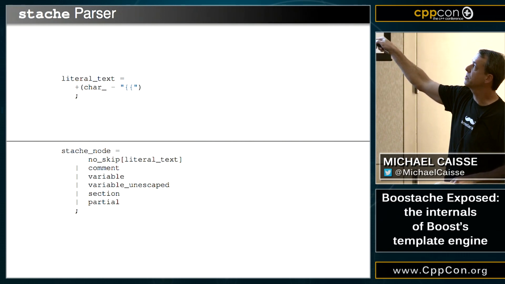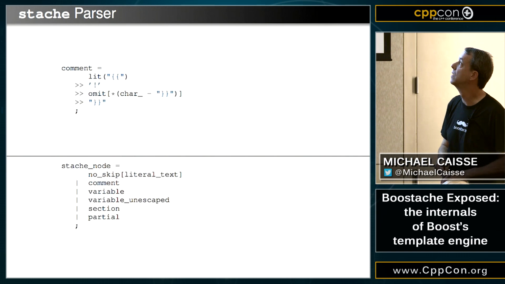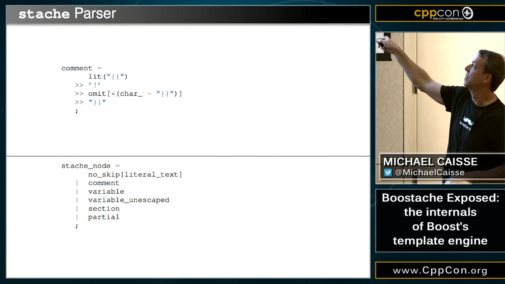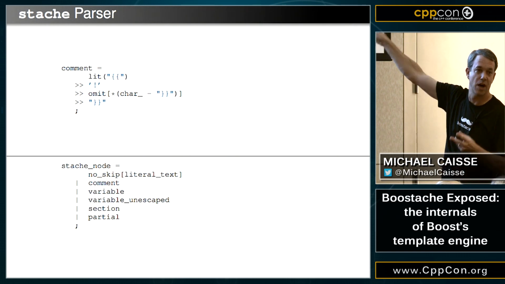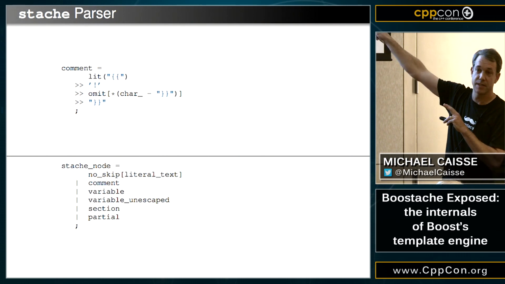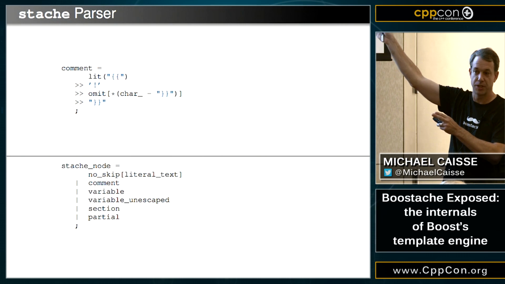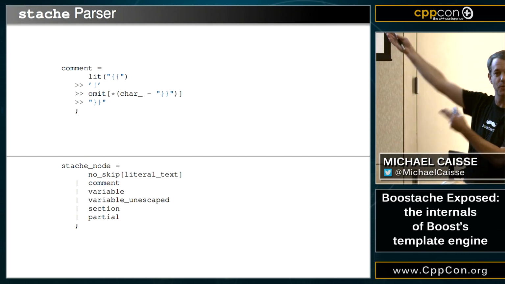What is literal text? Well, literal text is one or more characters that are not the double squiggly. What is a comment? A comment is a double squiggly followed by a not, followed by 0 or more characters that are not the end, followed by the end. So declaratively, we just said this is what a comment is. In doing this in Spirit, this produced a parser for us using expression templates. So at compile time, this is producing the parser in a nice way that we can read.